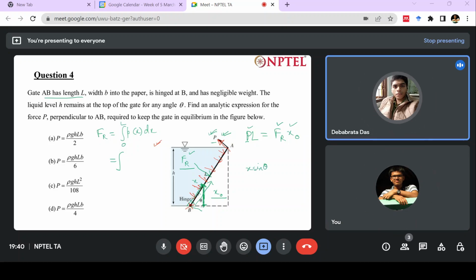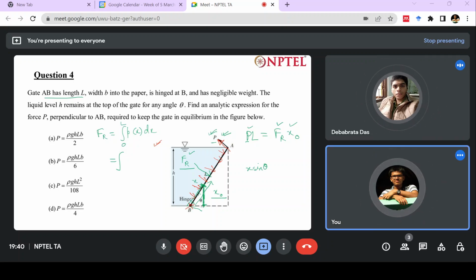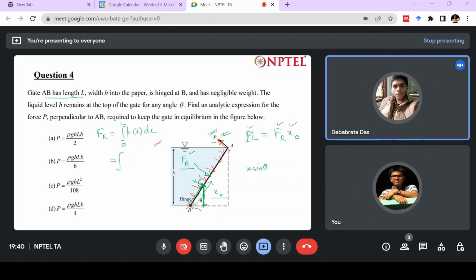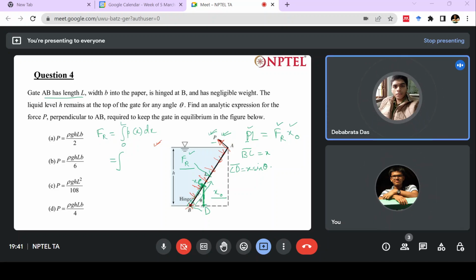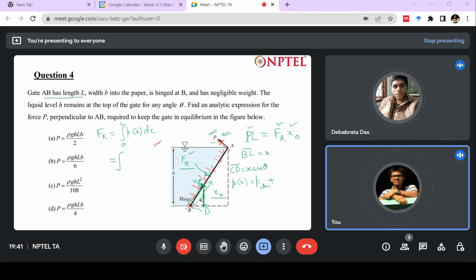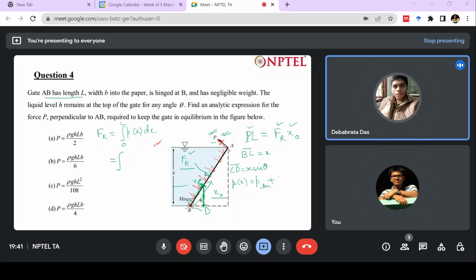Let's say I am assigning A, B is there. Let this point be C, and this be D. I have assigned BC, this length, as x. So my length CD will be x sine theta, right? Then what is my pressure at this point, p of x? It is the atmospheric pressure plus the weight of this much water.